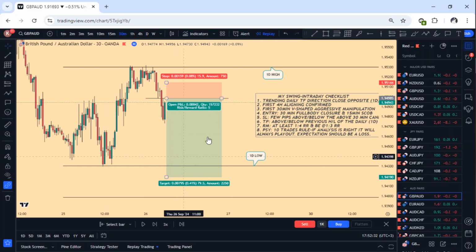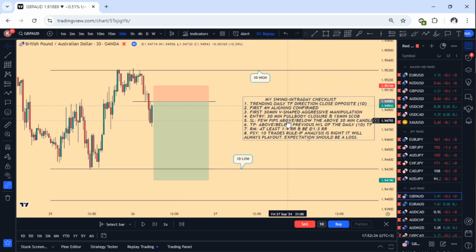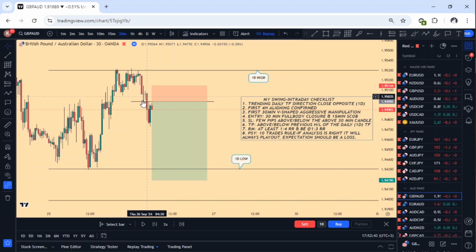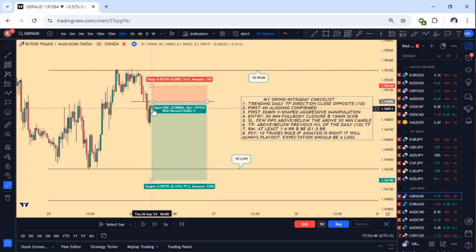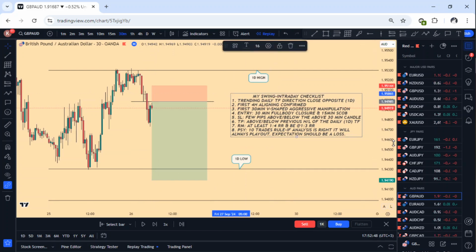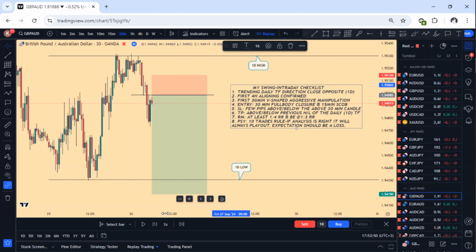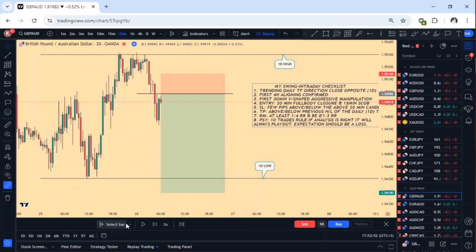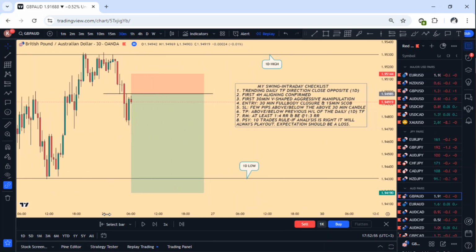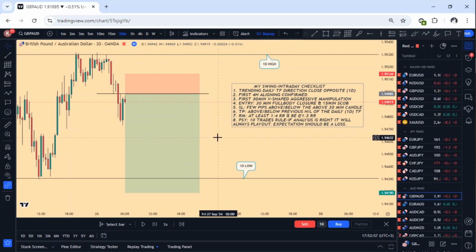So I would now, after it starts pulling back, the next thing will be to wait for a 30 minutes full body closure candle. So I would go, as you can see, that is a candle that has closed on the bearish side, and like I said, I was not expecting a lot of pullback. So you can take your risk, and target at least a 1 to 4. So that becomes the entry.